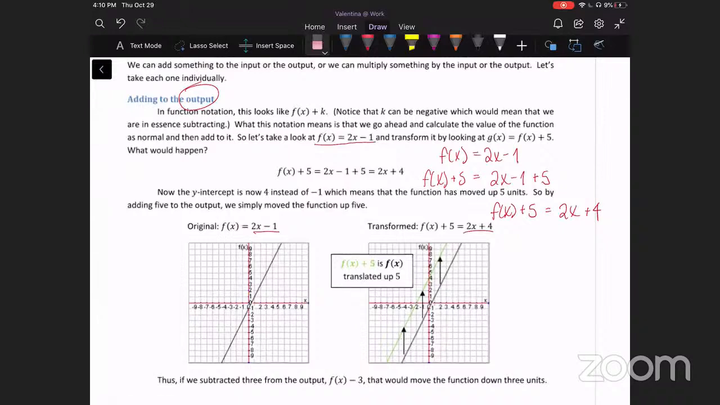So from here, what you can tell is that if you add 5, or if you add anything to your output, you're going to have a vertical shift up, basically. Does that make sense up to that point?